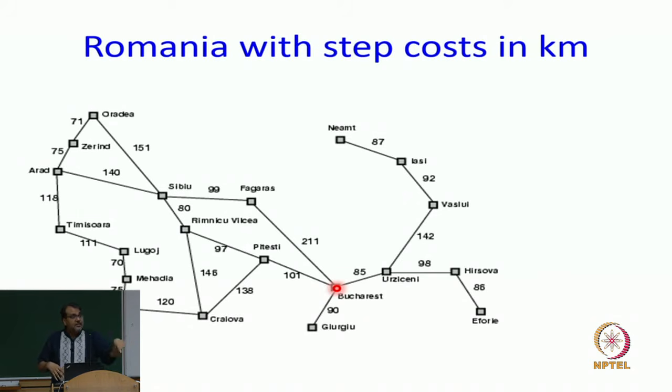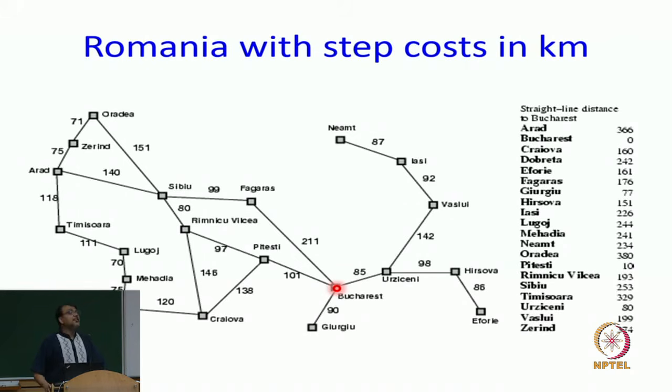I am saying that this node is likely to be closer to my goal node than this node, because my straight line distance seems to be better here. So, that would be my heuristic function, right. The straight line distance to Bucharest would be my heuristic function, okay.